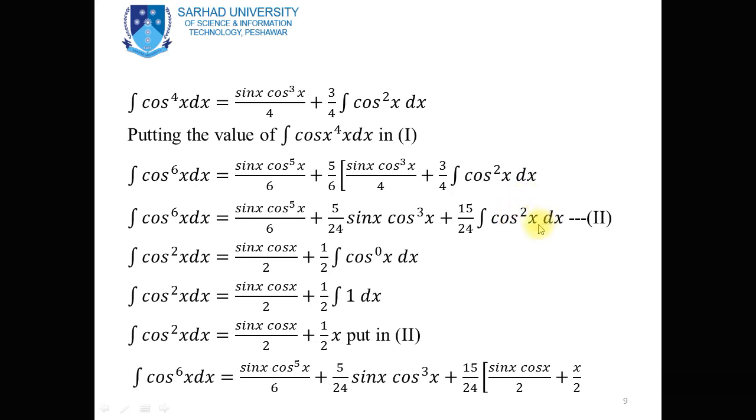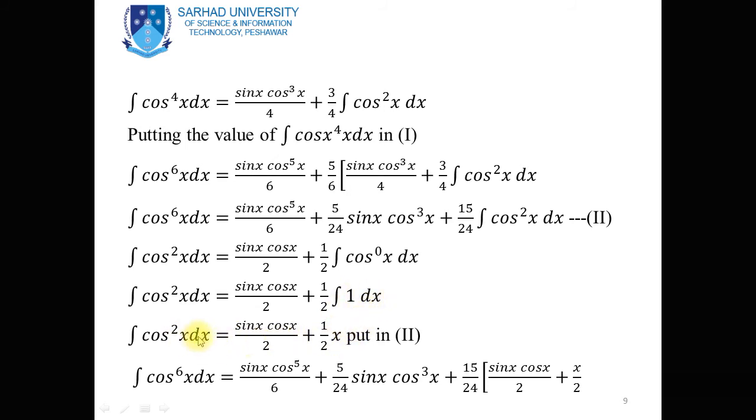Now again using the reduction formula to evaluate this integral, integration of cos square x with respect to x is equal to sine x into cos x divided by 2 plus 1 over 2 into integration of cos x power 0 with respect to x. Any term power 0 is equal to 1, and the integration of 1 with respect to x is equal to x.